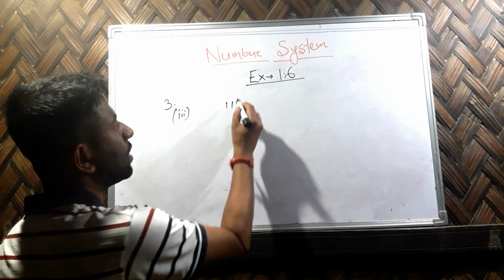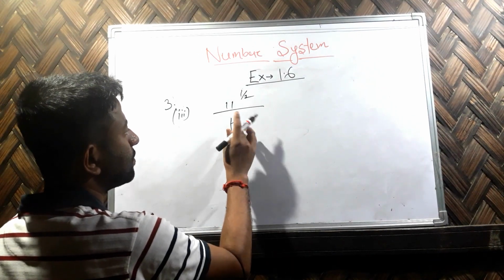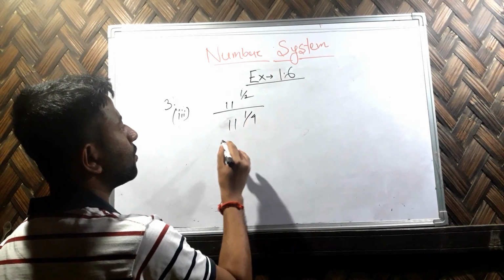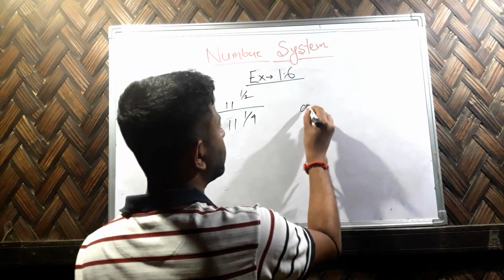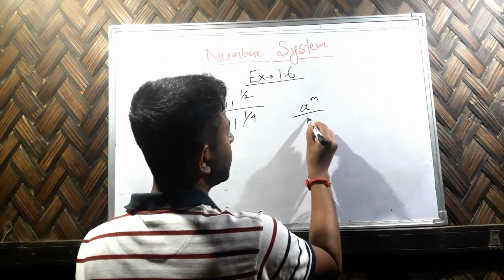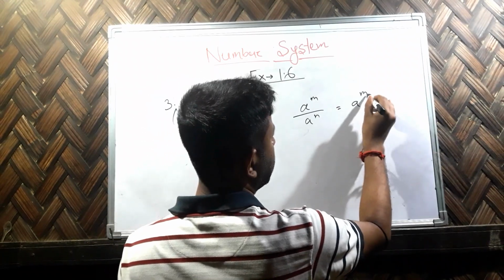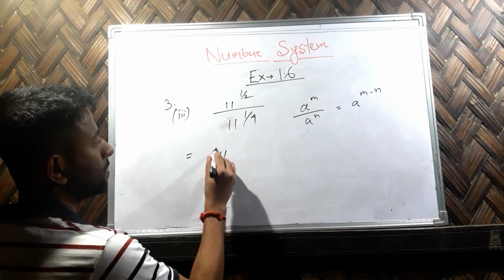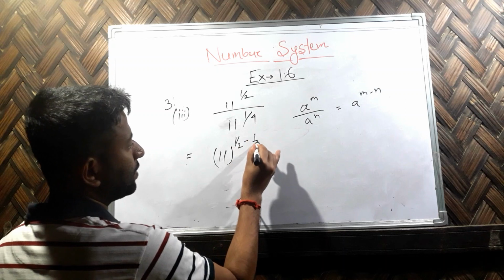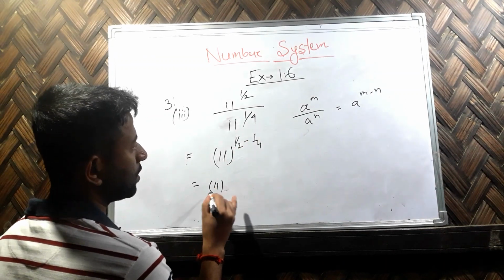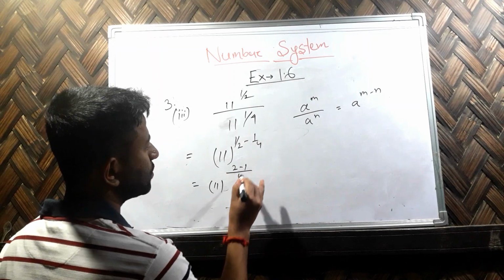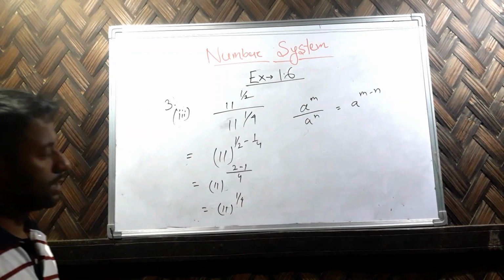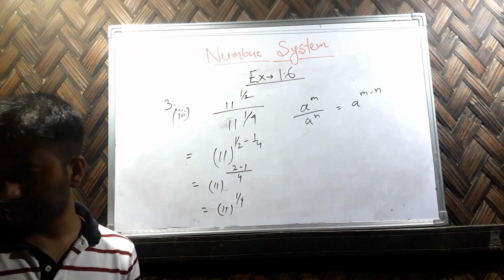And in the denominator they gave 11 to the power 1 by 4. So it is in the form of r to the power m divided by r to the power n, which is written as r to the power m minus n. See here, if you consider 11 as a, then 11 to the power half minus 1 by 4. So it is 11 to the power 2 minus 1 by 4, which is 11 to the power 1 by 4. So this is a simple answer.